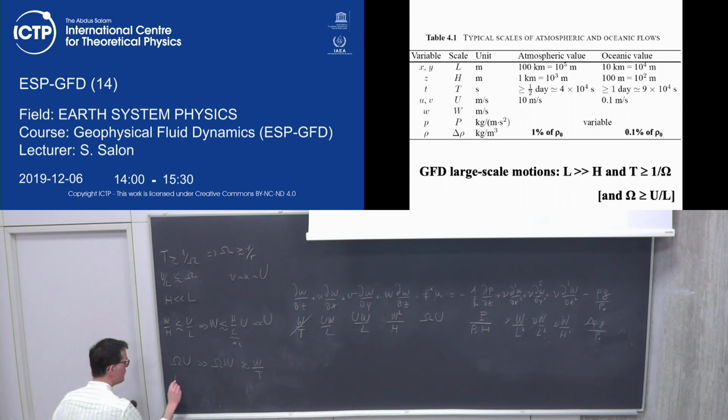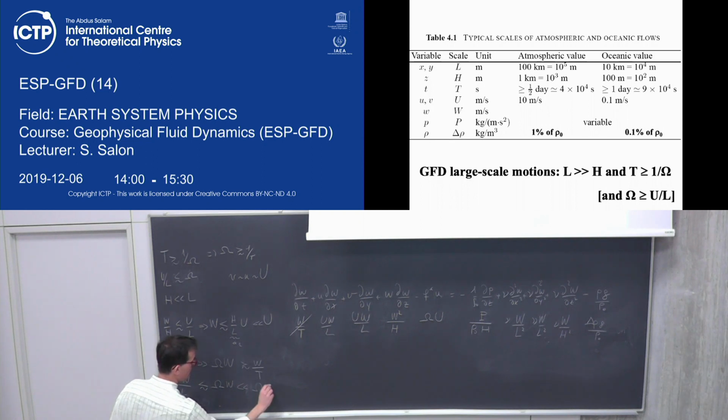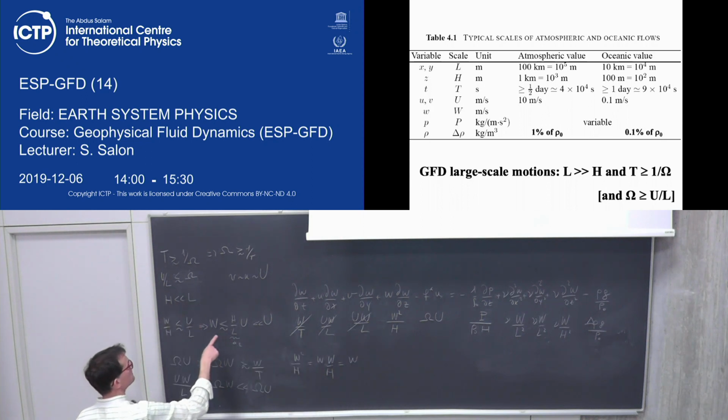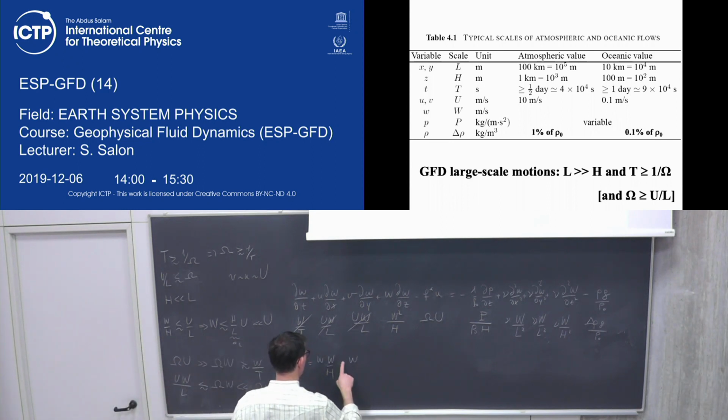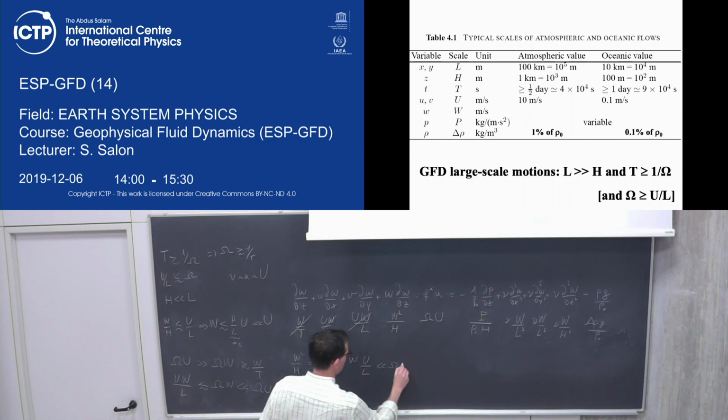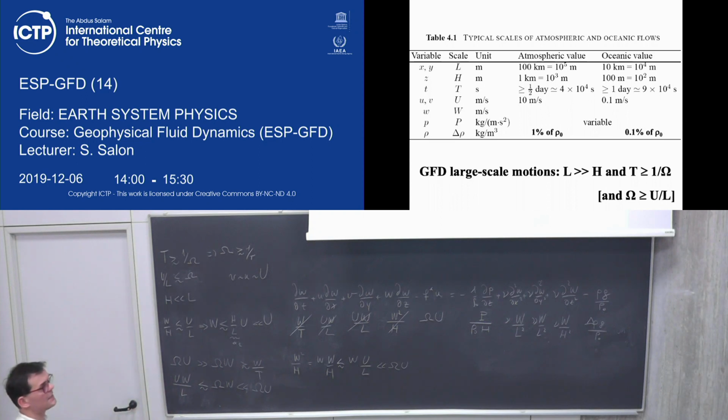Let's look at this one. So u over l is smaller than omega. So this is smaller than omega w. But omega w is much smaller than omega u. Now the other term, w times w over h, which is w, and w over h is u over l. But w u over l is again much smaller than omega u. So on the left hand side, I just remain with the Coriolis term.